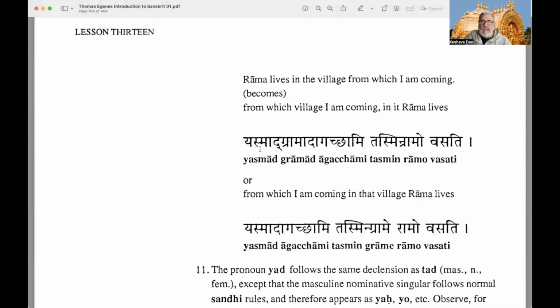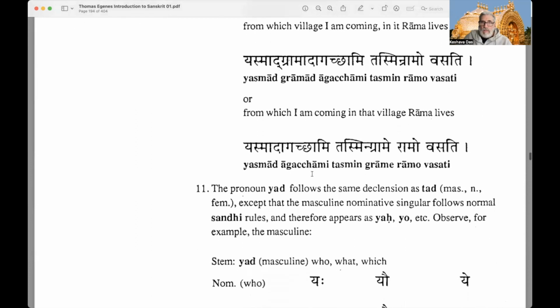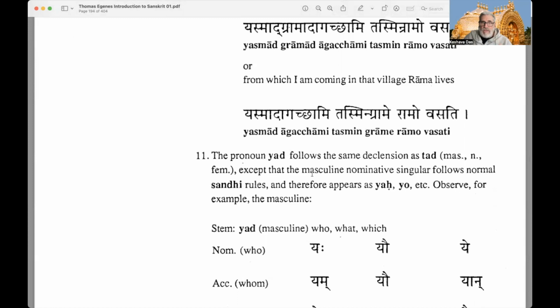So, Rama lives in the village from which I'm coming. In Sanskrit we would say: from which village I'm coming, in it Rama lives. So yasmad gramad, this is ablative: from which village, agachami, I come. Tasmin Ramo vasati. The antecedent here is gramad, so yasmad goes with gramad. So now we have: from which I am coming, in that village, Rama lives.